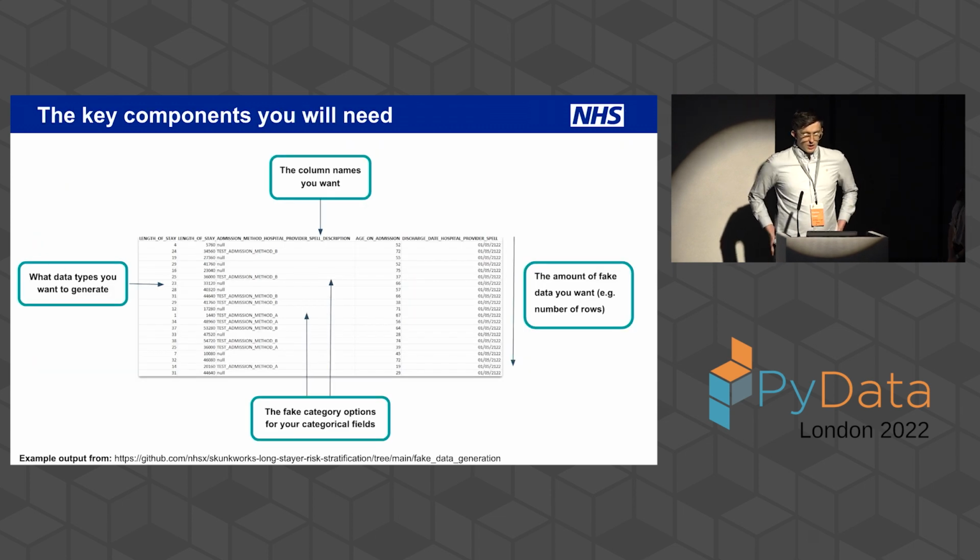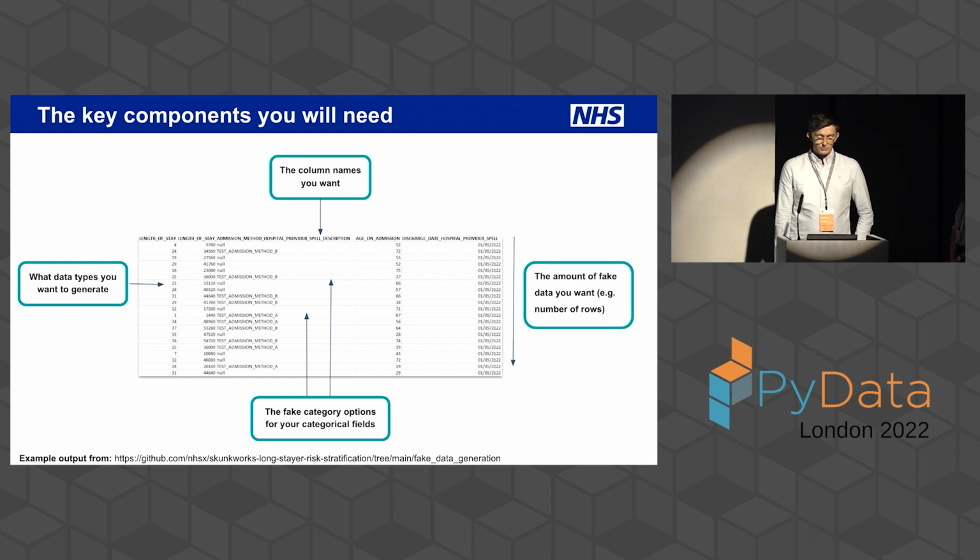Thanks very much, Jennifer. So now we've talked a little bit about motivations for why you might want to generate fake data. I'm going to talk about some of the practicalities like we just mentioned. So we're going to start off looking at the key components that you might need if you're going to generate some fake data. And these are relatively straightforward. And by looking at the example that you've got here, which is taken from the long stayers work we were just talking about, they read themselves off the slide, really.